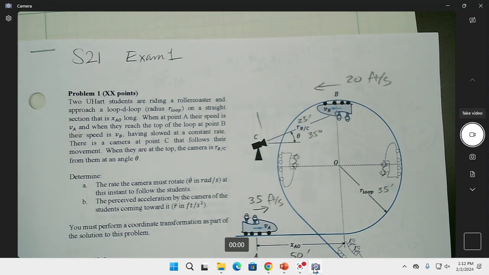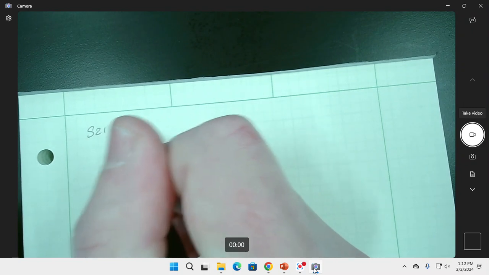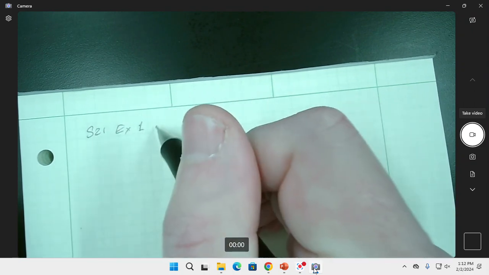What they're asking for is the rate of the camera, theta dot, in radians per second, at this instant, and the perceived acceleration of the camera, students coming towards it, right? So that's going to be the R double dot, that thing right there. We must use a coordinate transformation as part of this problem. So we all understand what we had to do. So let's try this one. We'll call this the S21 exam 1, problem 1.